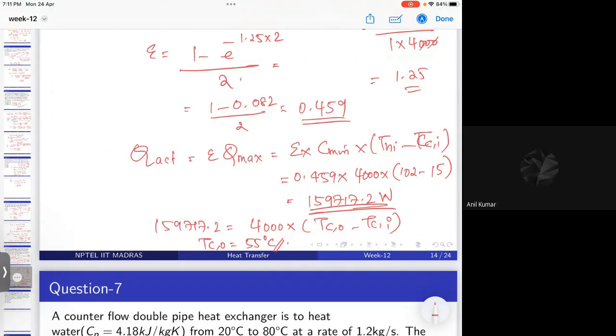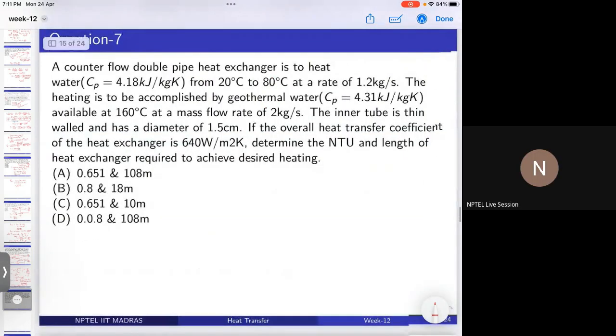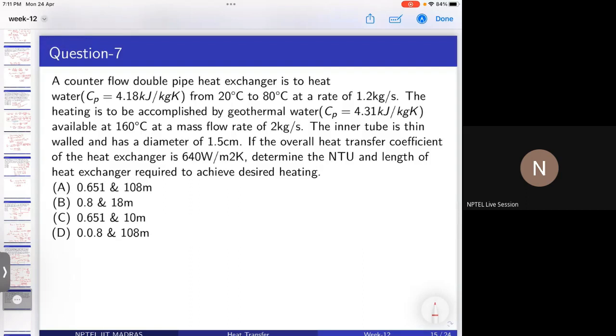Yes, sir. So we'll move on to the next question. We have a counter flow double pipe heat exchanger used to heat water from 20 degrees Celsius to 80 degrees Celsius, at a mass flow rate of 1.2 kilogram per second.